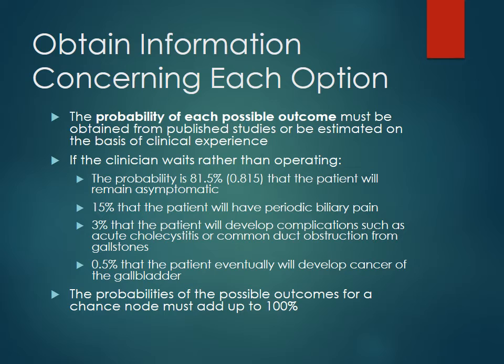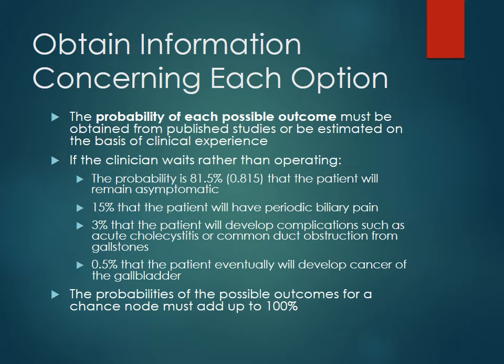So the probability of each possible outcome has to be obtained from, say, published studies or be estimated based on your clinical experience. So say, for instance, if you're looking at decisions about antibiotics, you have to look at local resistance patterns, look at your hospital antibiogram and things like that.